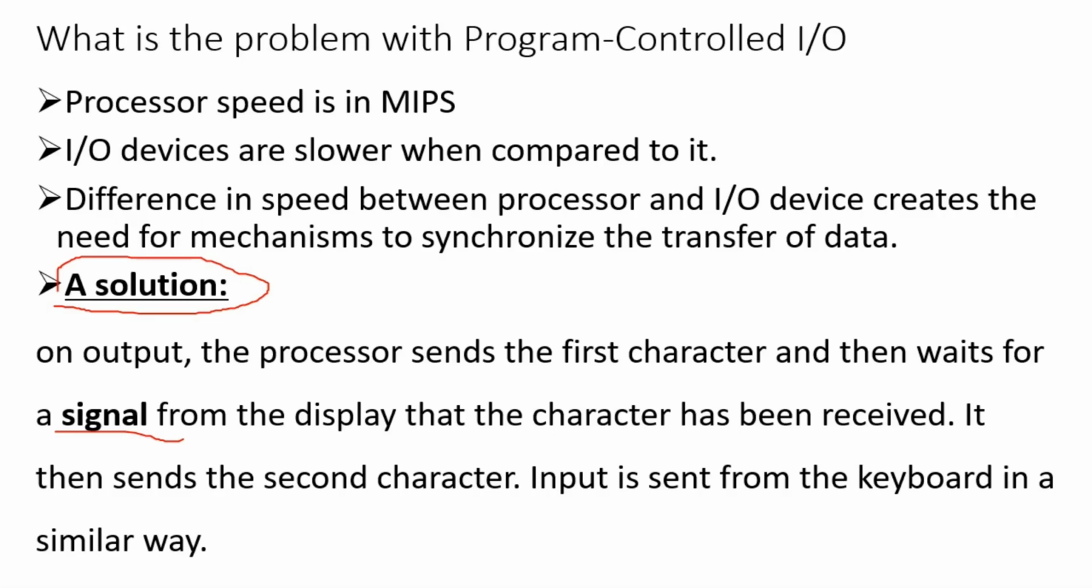So how does a signal work here? We make the display send a signal to the processor whenever it processes every character. That means the processor sends only one character to the display and waits for a signal from the display. Once it gets a signal from the display that the character has been processed, the processor sends one more character.